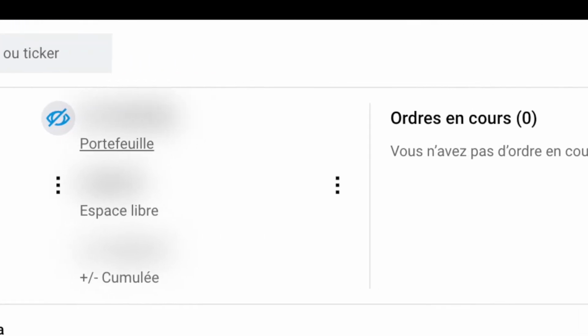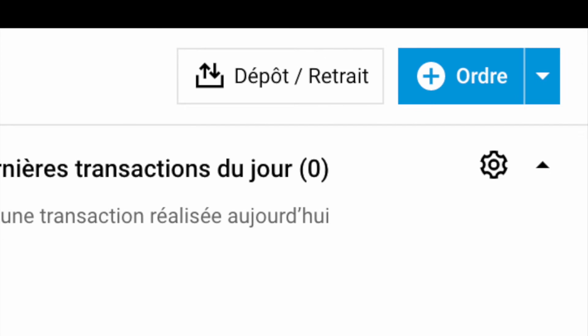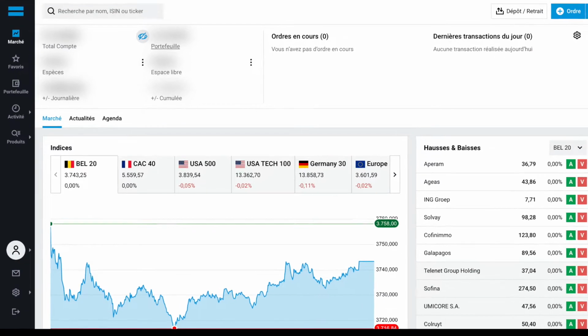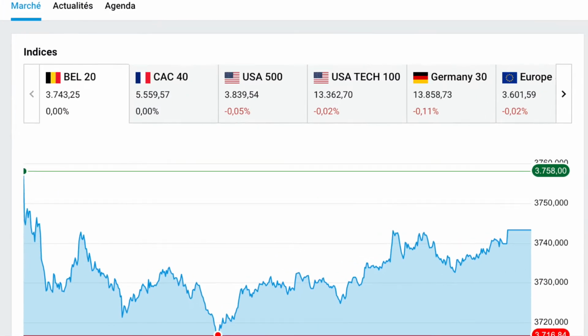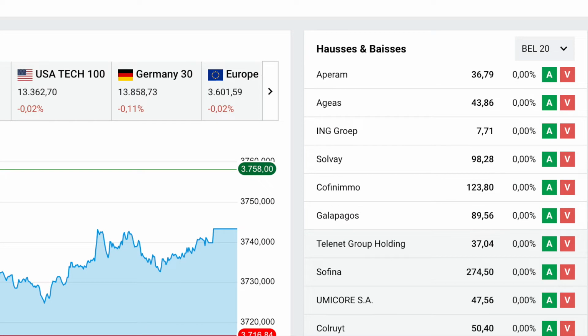Moving to the right, you will see your daily transaction, and on the top, you will find the deposit or withdraw button, which allows you to add or remove funds from your account. Below this, you have the different markets, such as the Belgium, French, UK, American markets, and a visual graph which can be amended to different time frames. On the side, you have the winners and the losers of the daily market, which can be changed.